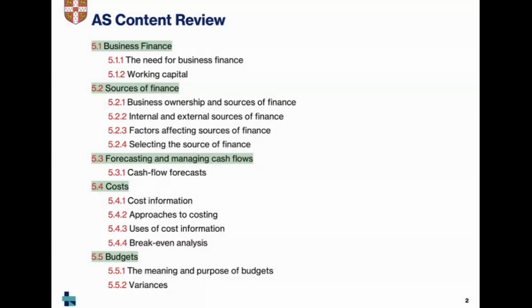This is a recap of the AS syllabus, chapter 5. We talked about business finance, and then we looked at the need for finance. Why does a business need finance? We've discussed several reasons. To purchase assets, obviously, the business needs some machinery to run, may need vehicles, buildings, and other assets, and finance will make these things available to the business.